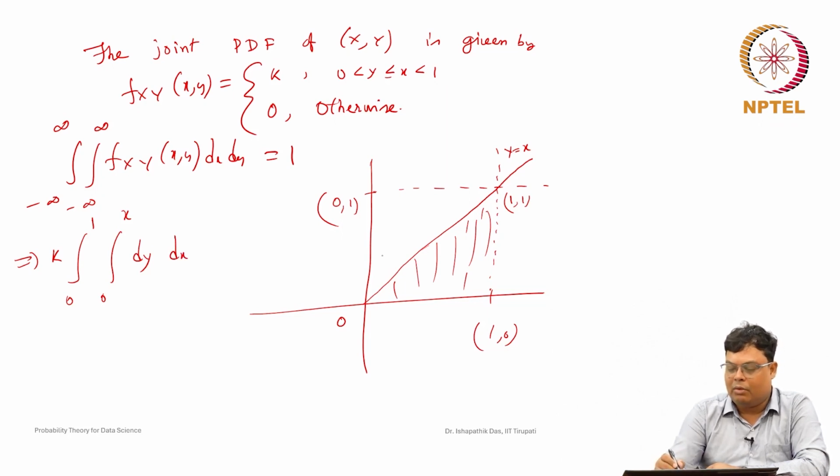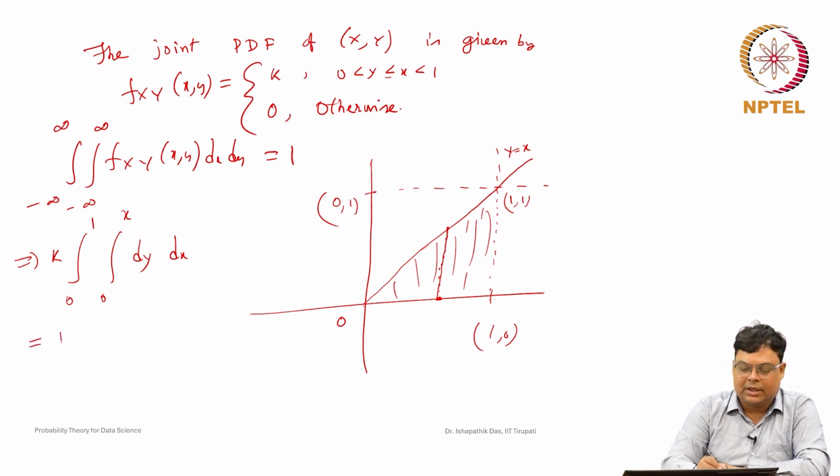For any value of x, fixing that value, we look at the limit of y. Here it is given that y is between 0 and, for a particular value of x, up to x. So the y limit will be 0 to x, and then the x limit can be anywhere between 0 and 1.